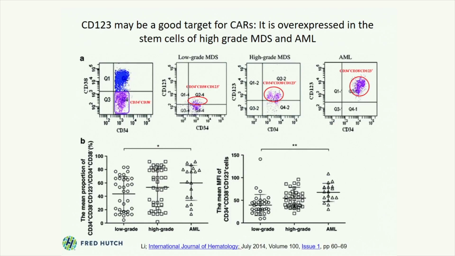And why we think CD123 may be a good target for CAR T cells is that it is overexpressed in the stem cells of high-grade MDS and AML. This shows low-grade MDS, high-grade MDS, and AML. Of course, it's most highly expressed in AML, but as you can see, there's a graduated expression level here.